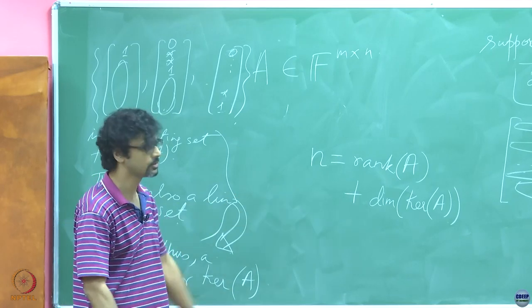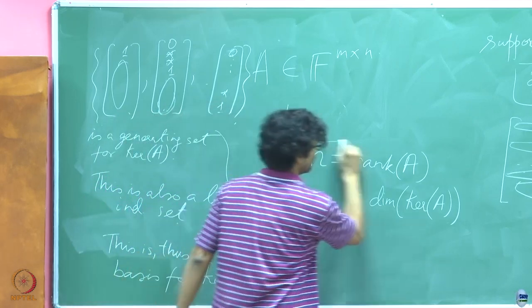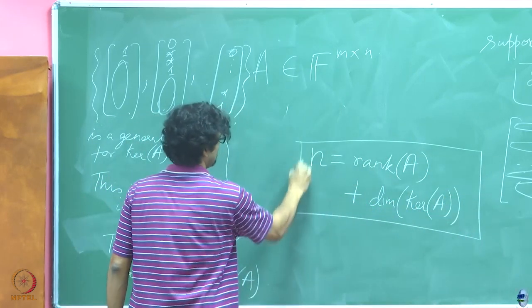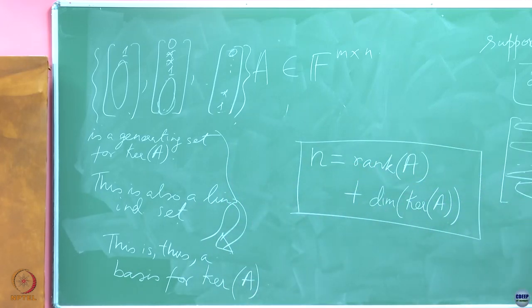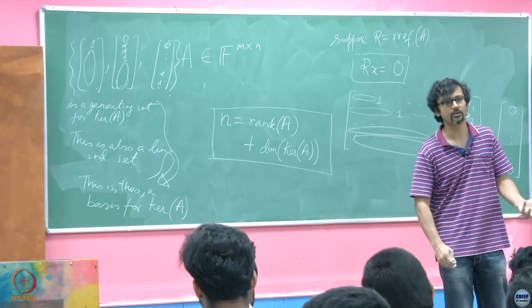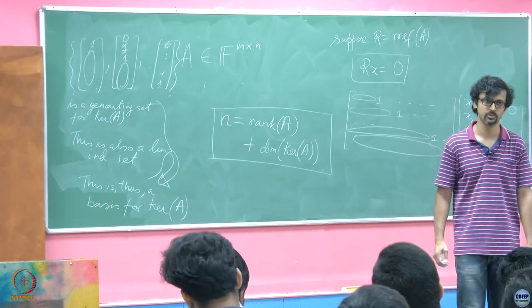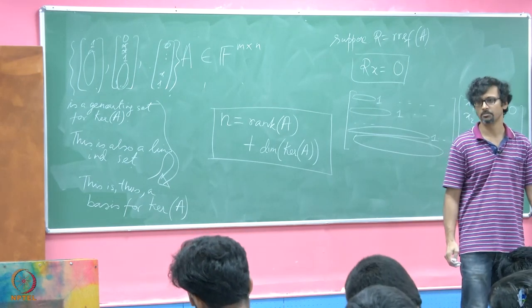Okay, this kernel is also called the null space. So therefore, at least insofar as this is concerned, we have seen the rank nullity theorem for matrices. Along the way, we've also seen why the rank of A must be equal to that of A transposed, or the column rank and the row rank is always going to be the same, right?